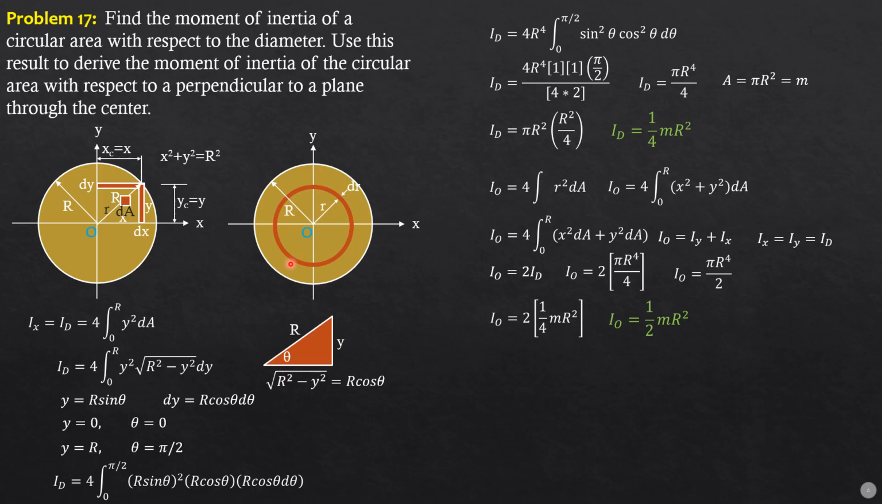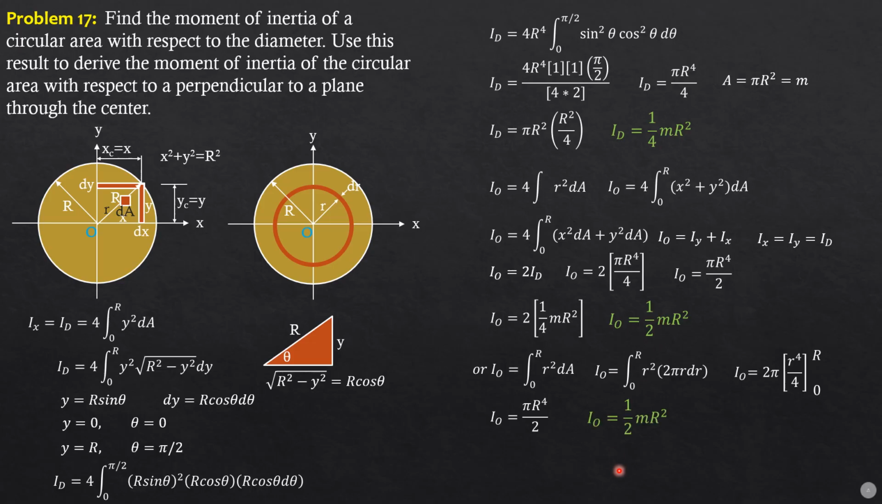And the differential area, of course, is, if you can imagine, you cut that, then flatten it out, it appears to be a rectangle. The length of the rectangle is circumference times thickness. So therefore, I O is integral of small r squared dA. dA is again circumference 2 pi r dr. So factoring out 2 pi, then integrating r cubed dr, that's 2 pi r to the fourth over 4. So finally, I O is pi r to the fourth over 2, which is equal to this 1/2 m r squared.